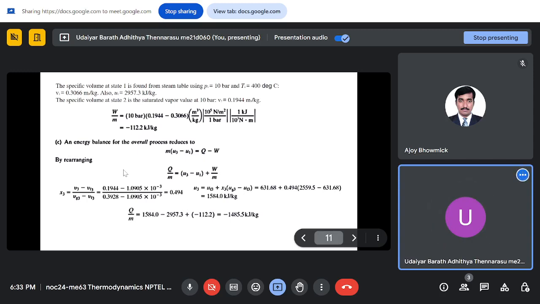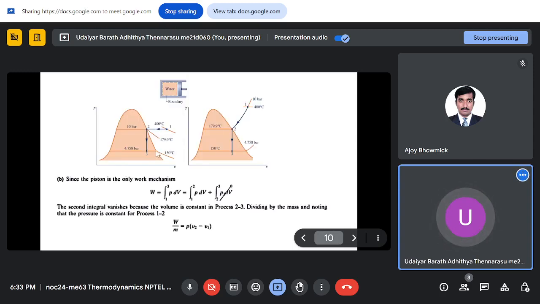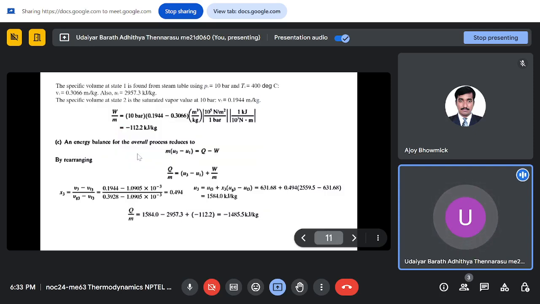So for 150 degrees Celsius, we'll find out the saturated vapor and saturated liquid specific volumes, and we know the specific volume at state 3 because it's a constant volume process. So V3 will be equal to V2. So we substitute that, and we can find out the quality. The quality will be 0.494.